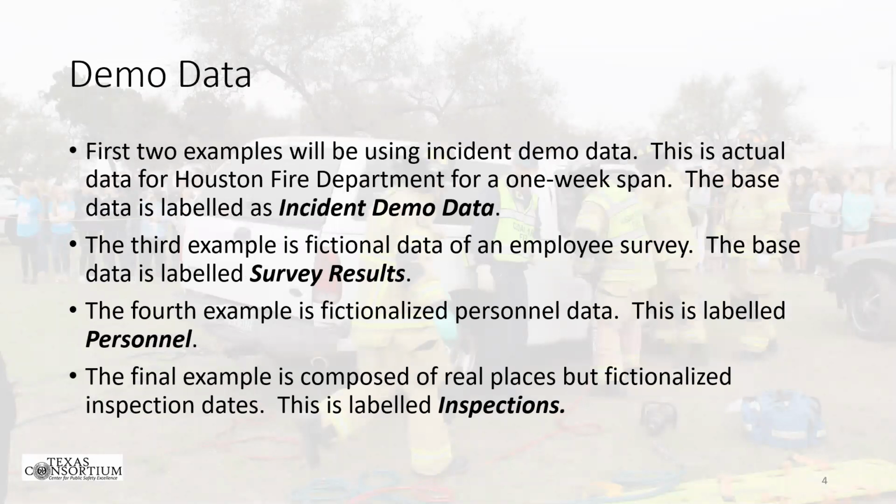The demo data that I'll be using: the first two examples will be using Houston Fire Department actual data over a 1 week span. This might total your entire department's call volume for a year. The third example is fictional data of an employee survey. The base data is labeled survey results. The fourth example is fictionalized personnel data. This is labeled personnel. The final example is composed of real places but fictionalized inspection dates. This is labeled inspections.